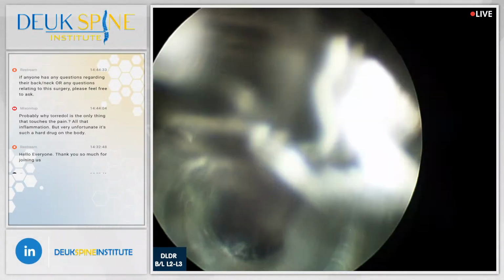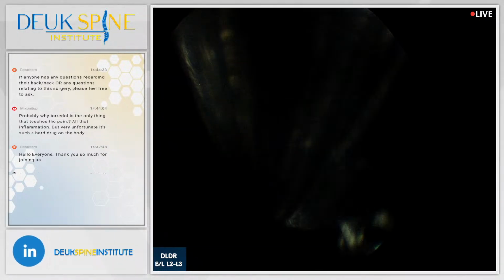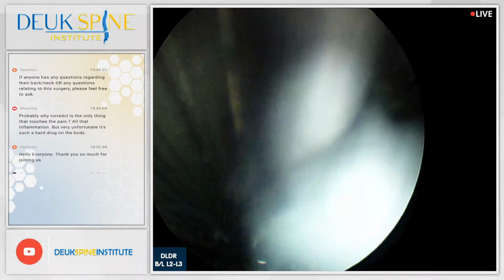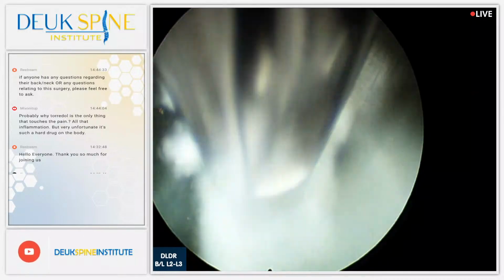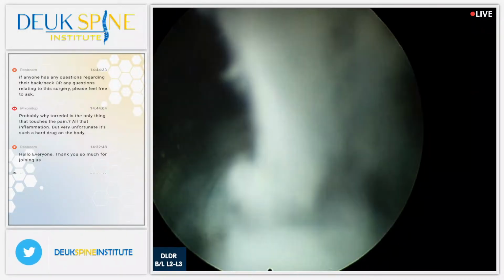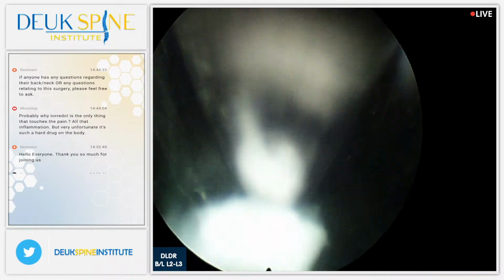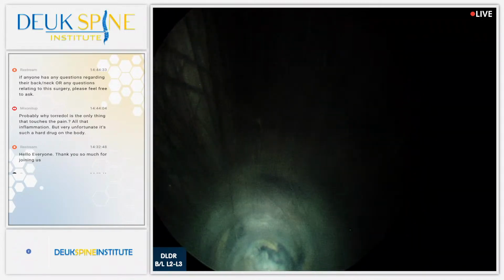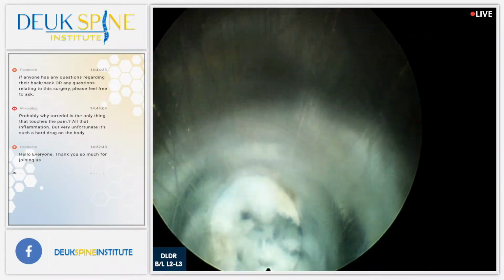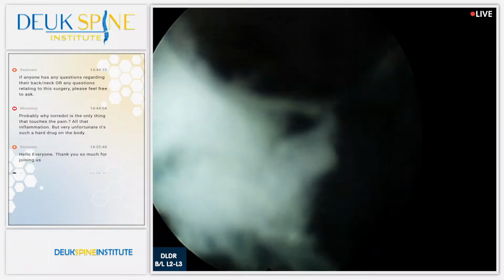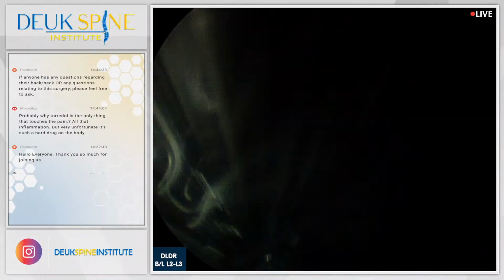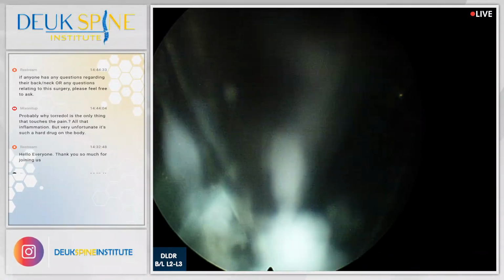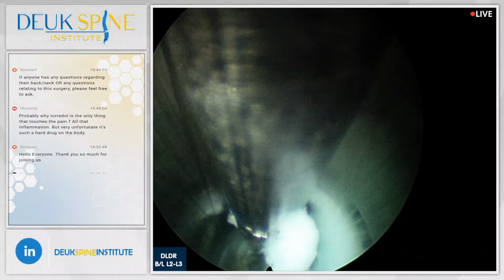And at the same time as the disc annulus tears, the nucleus next to the tear gets crushed and it fragments into little pieces, okay? And then those little pieces start to work their way out through the tear. We figured this out at Deuk Spine Institute. We've been talking about it for years. The evidence is here. All these fragments of disc herniation that are sitting here in the tear or adjacent to it in the disc.